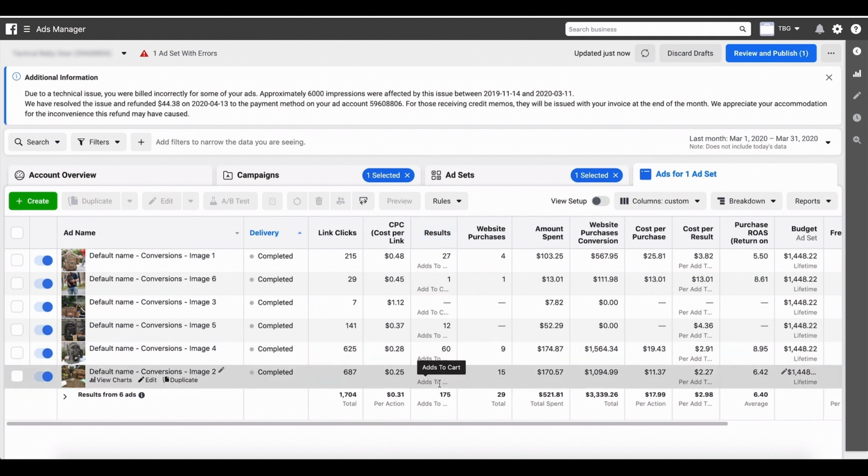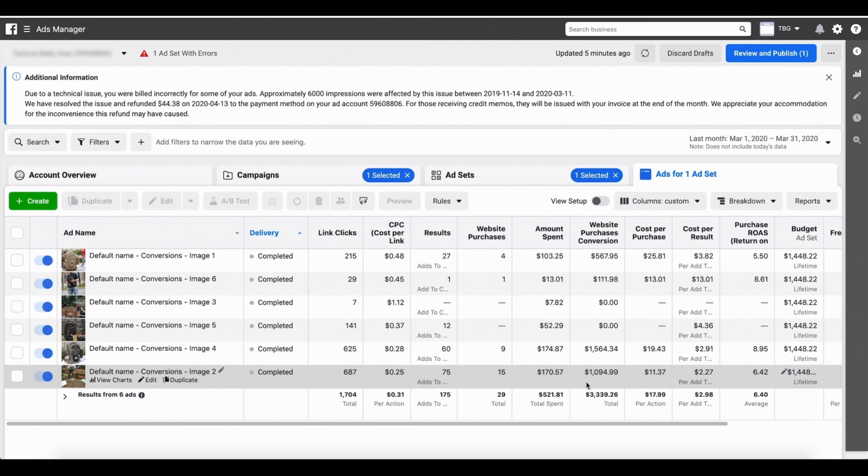So then I look at purchases. I'm like, okay, this one, for example, has had the most volume for the cheapest cost. It's got the most add to carts, and it has the most website purchases. The next thing I want to look at is how much I have spent on that so far. So that's the next column, how much we've spent, and this particular one is $170. And then I want to know, if I spent 170 bucks, how much did I make? And it's generated $1,000 in revenue, as you can see here.